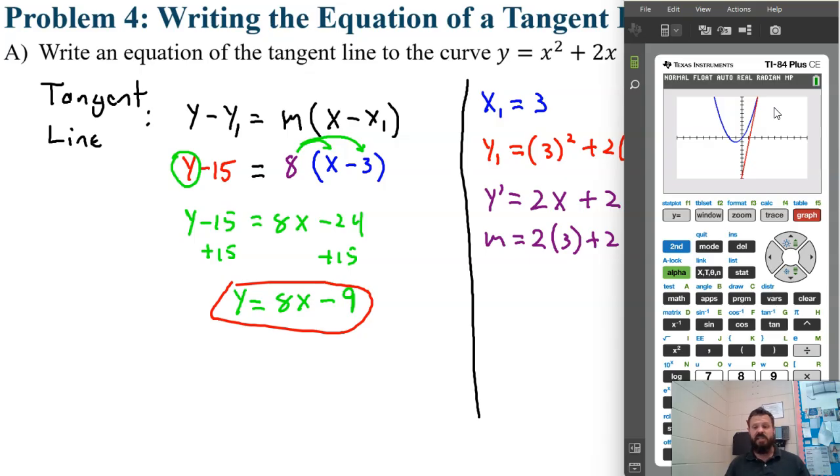All right, part B is the same idea. Once again, take a minute, pause the video, work through that, and then hit play to check your answer.